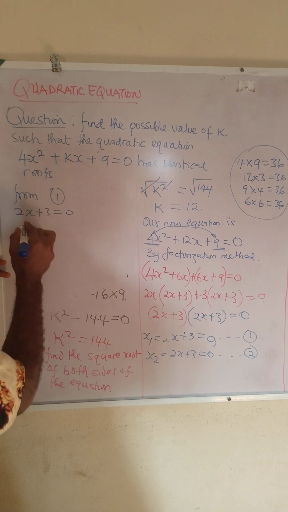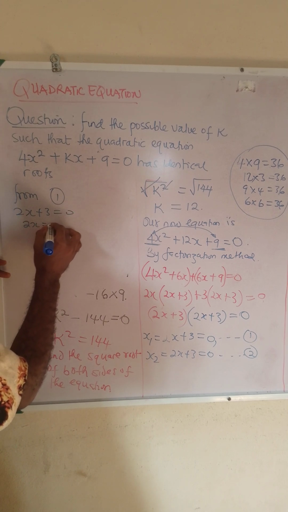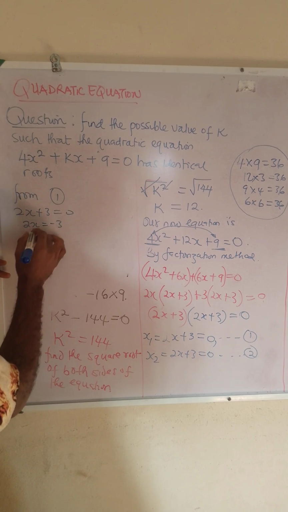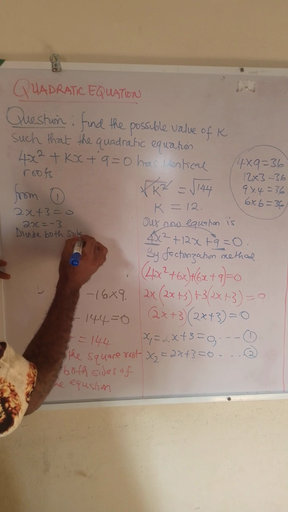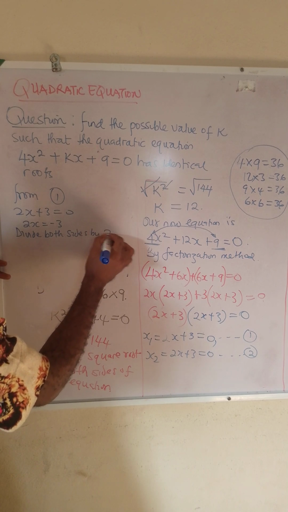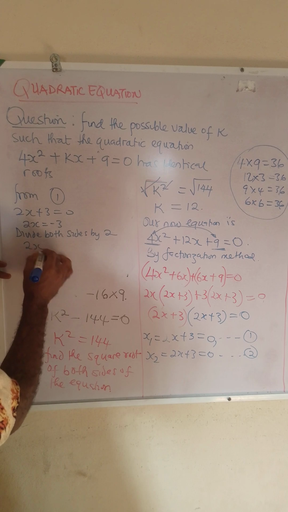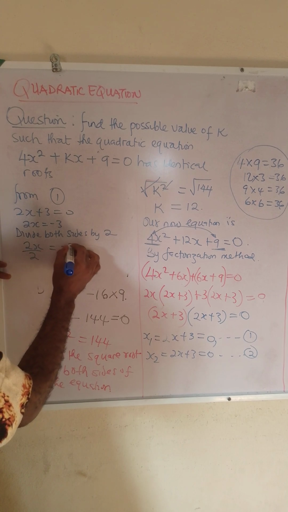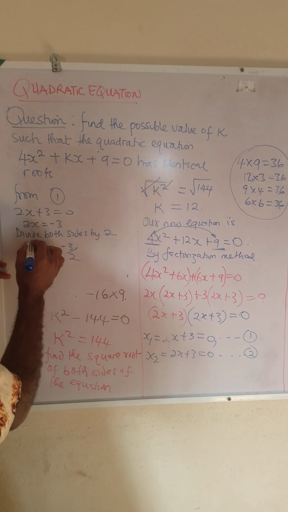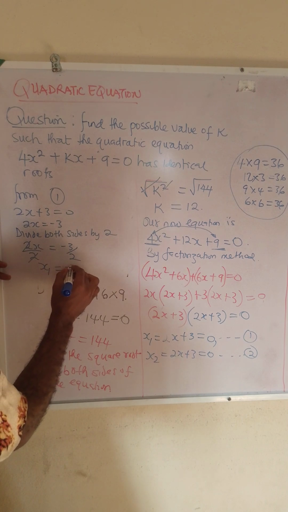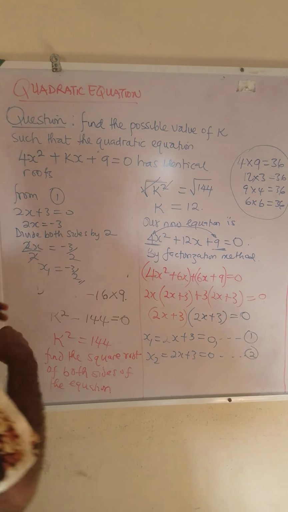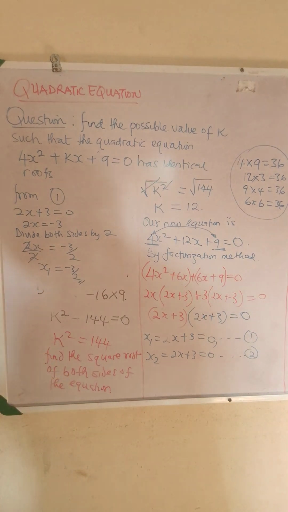If we move 3 to the other side, we have that 2x equal to minus 3. And then because we are looking for x, we divide both sides by 2. When we do that, we have 2x divided by 2 equal to minus 3 over 2. This will go out, and now x1 equal to minus 3 over 2. So that is for equation 1.